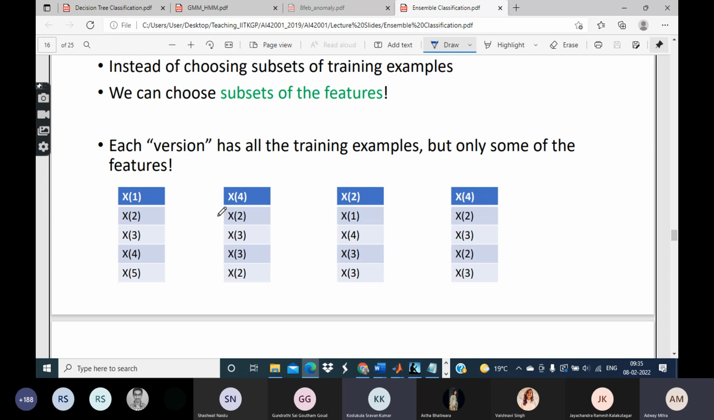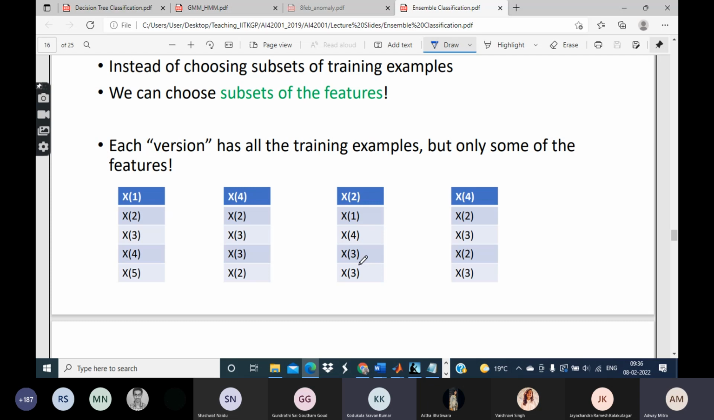That is, each version will have all the training examples, but only some of the features. Okay. So here also, let's say that originally there are 5 features in the examples that you are considering. For the first version, you will again randomly select different features with replacement. That is, let's say this is what you get after that process. That is, feature 2 appears twice, feature 3 also appears twice, feature 1 and 5 do not appear at all. In this case also, it's the same thing.